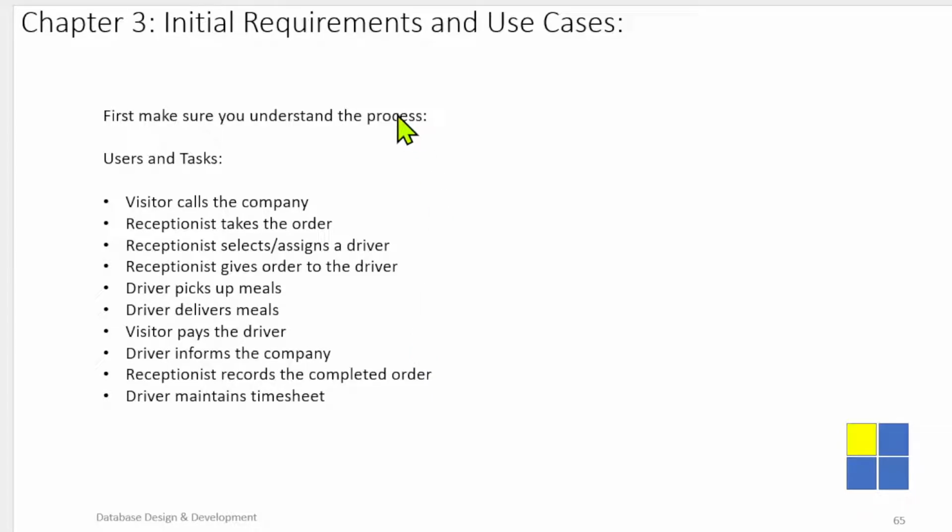So let's look at some of the tasks involved. The visitor calls the company. The receptionist takes the order. The receptionist selects and assigns a driver. The receptionist gives the order to the driver. The driver picks up the meals. The driver delivers the meals. The visitor pays the driver. The driver informs the company. The receptionist records the completed order. The driver maintains a timesheet.